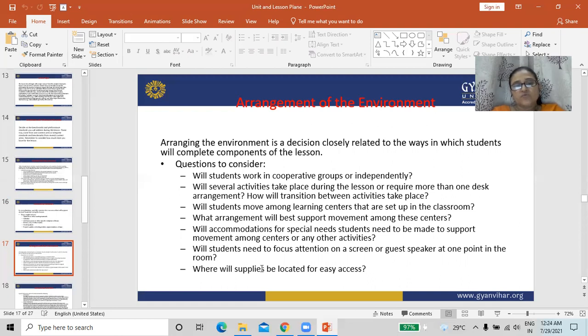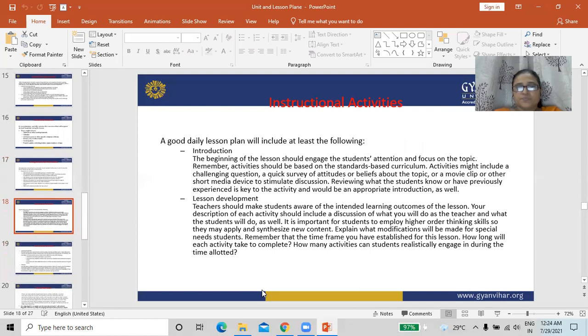Where will supplies be located for easier access? So consider these questions whenever arranging the environment. Instructional activity.